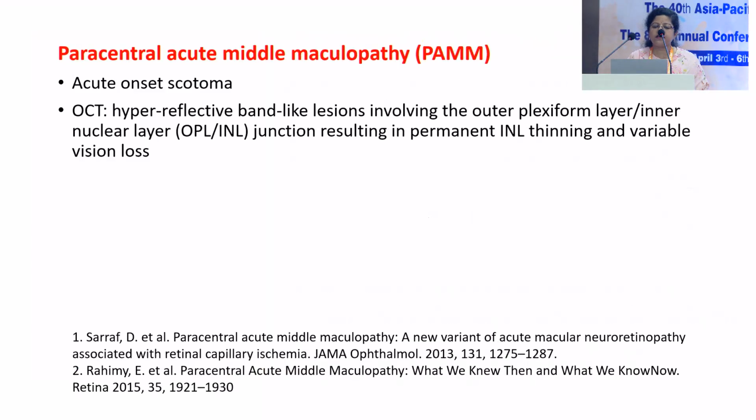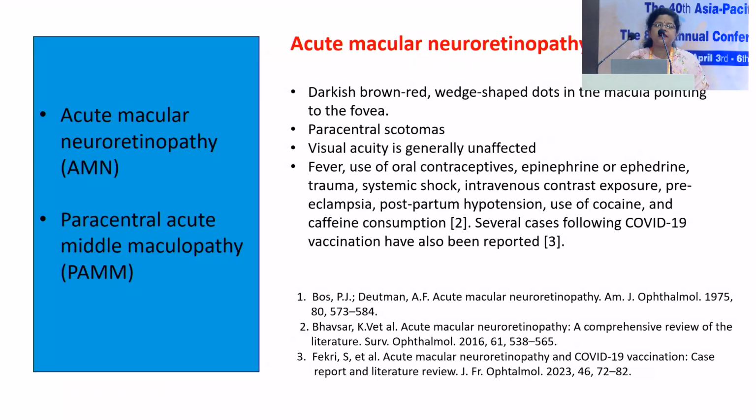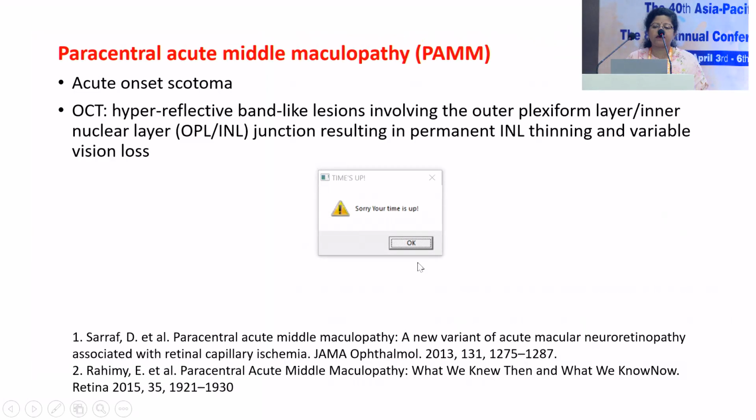So we should know these entities also, because they have a very subtle fundus picture. If you know these and do the tests accordingly, acute AMN looks like a deep dark red lesion, very subtle, pointing to the retina. It is a disease of the outer retina, mostly involving the deeper retinal capillary plexus, whereas paracentral acute middle maculopathy affects the middle capillary plexus.